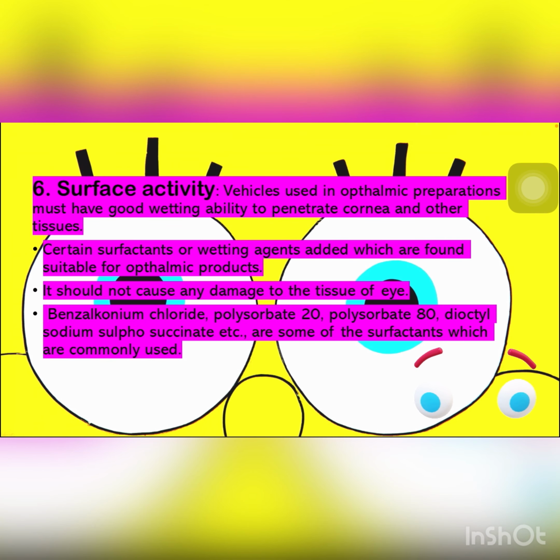Sixth, surface activity. Vehicles used in ophthalmic preparations must have good wetting ability to penetrate the cornea and other tissue. Certain surfactants or wetting agents which are found suitable for ophthalmic products are added. It should not cause any damage to the tissue of the eye. Benzalkonium chloride, polysorbate 20, polysorbate 80, dioctyl sodium sulfosuccinate, etc. are some of the surfactants which are commonly used.